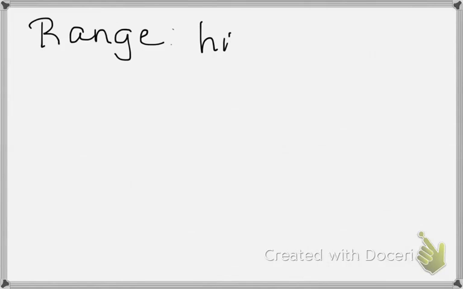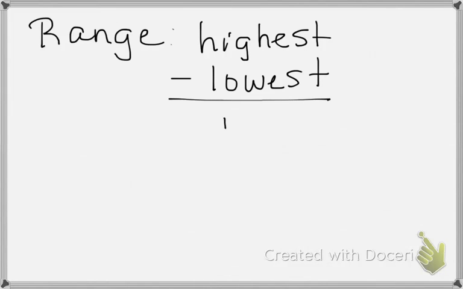And the last part here. No, it's not an M word. It's the R word. It's range. Starts with an R. Range. And it's more like a formula. The range is actually doing a math operation. Take your highest data, subtract your lowest data. And the answer is called the range.